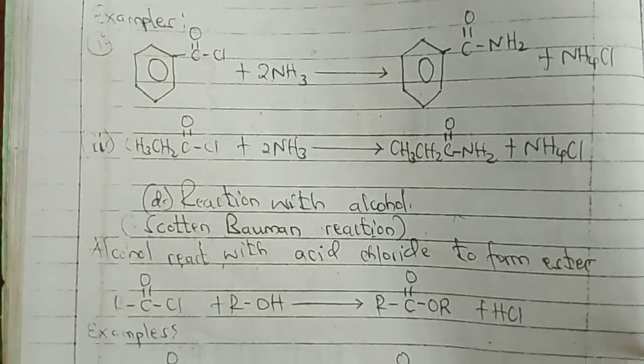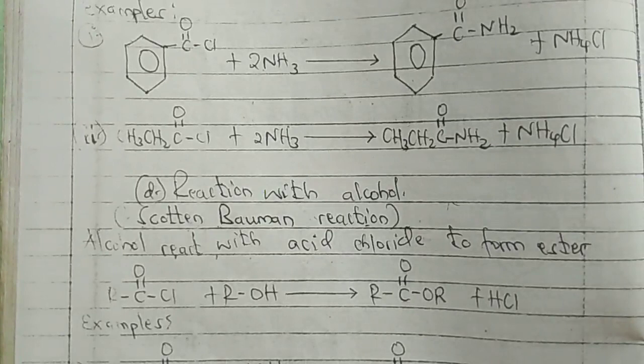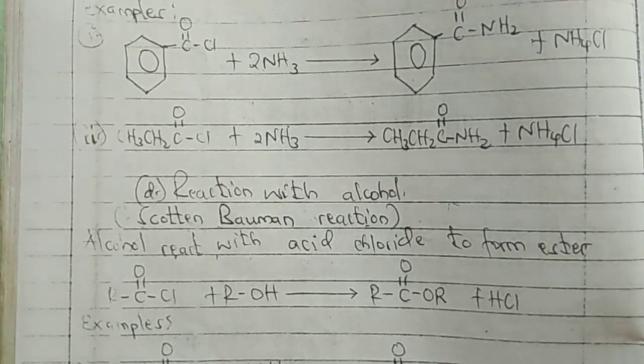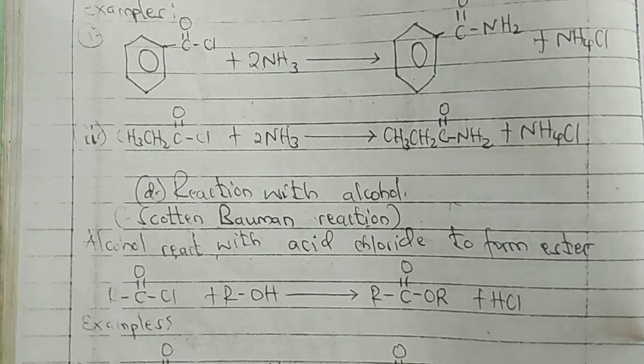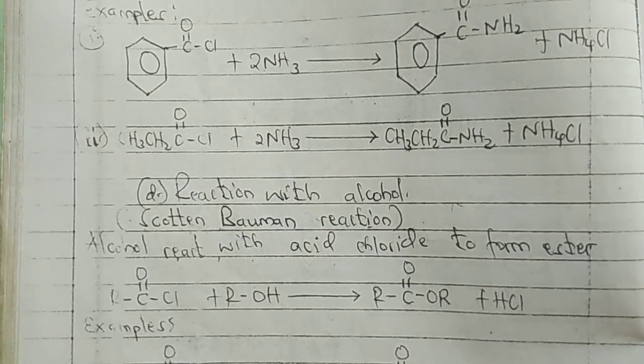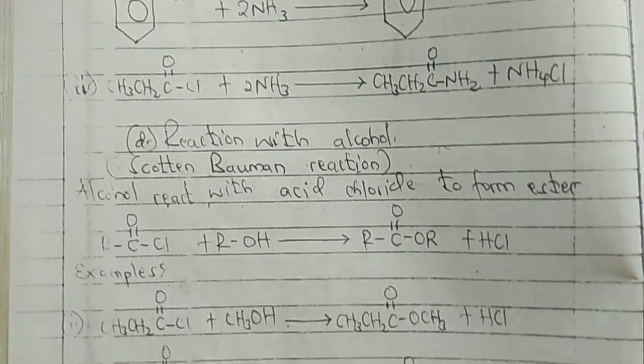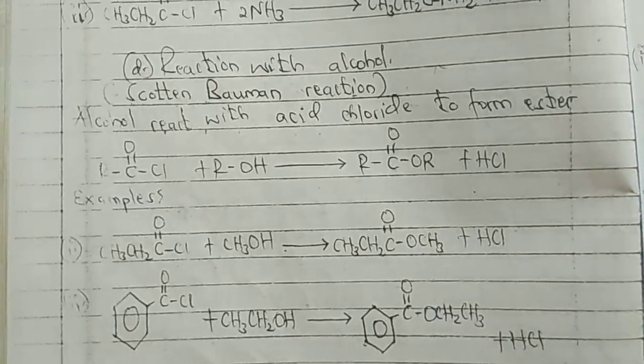Reaction with alcohol inaitwa Schotten-Baumann reaction. The Schotten-Baumann reaction. Alcohol they react with acid chloride to form ester. Schotten-Baumann reaction ambayo is one among the reactions of alcohols ambazo tumediscuss inaenda kuform ester. Unaona example ni hizo hapo za Schotten-Baumann reaction.